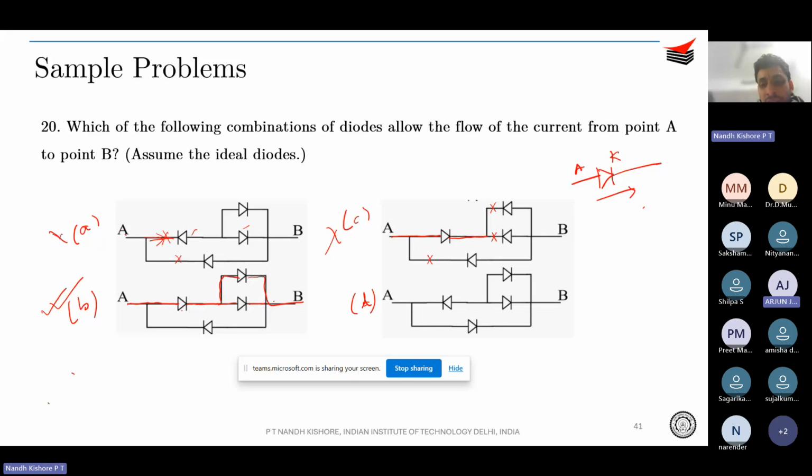And what about option D? Current cannot flow here, but it can flow here. Yes, a straight path is available. So both option B and option D are fine. In your exam you have multiple choice questions wherein more than one option is correct, so please take care of that as well. Both B and D are correct over here.